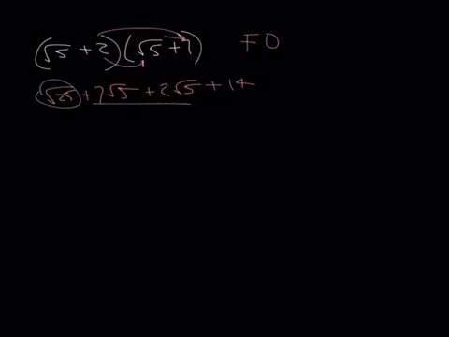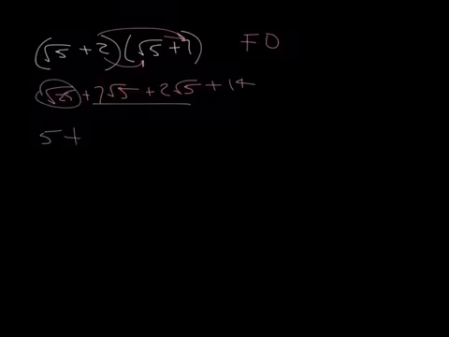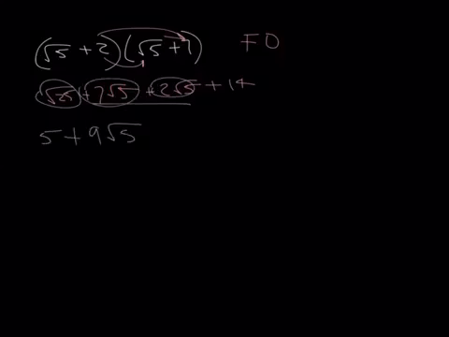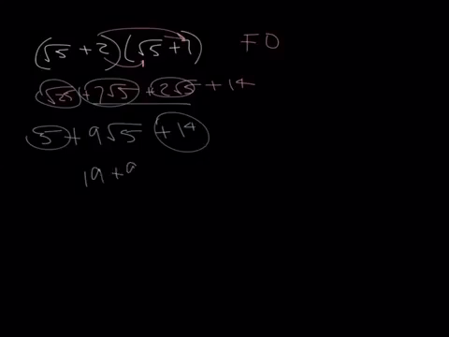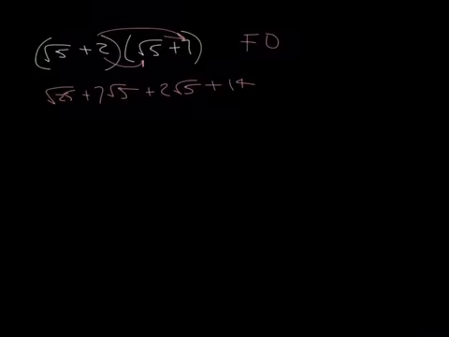Oh, and the square root of 25 is 5. So let's see, we've got 7 and 2 is 9 square root of 5 plus 14. I can add that and that. So I get 19 plus 9 square root of 5. And that's usually how you write it, is the number first. I don't think it really matters. But anyway, let's look at example number 10 here.